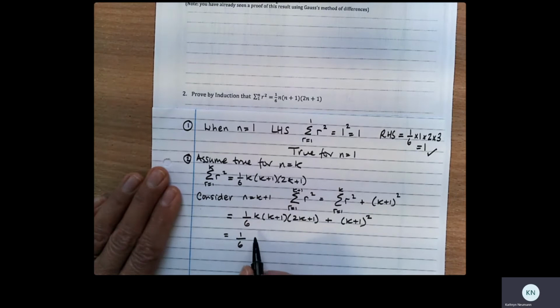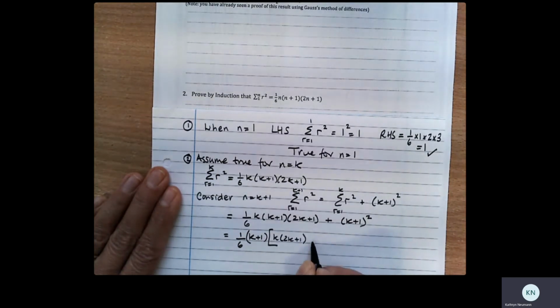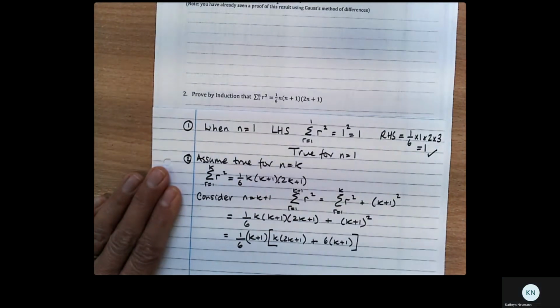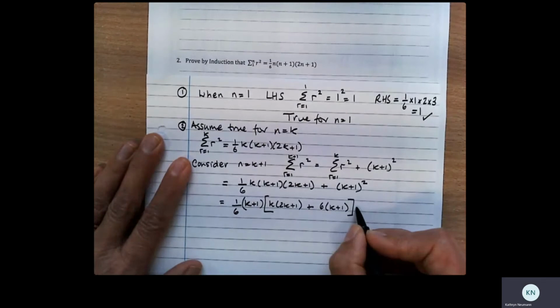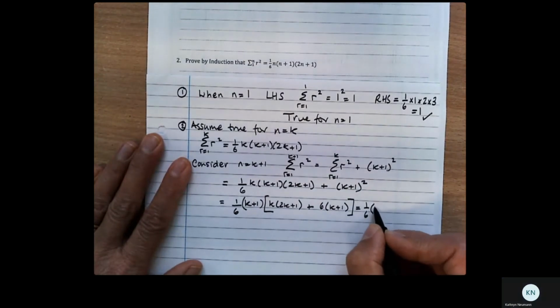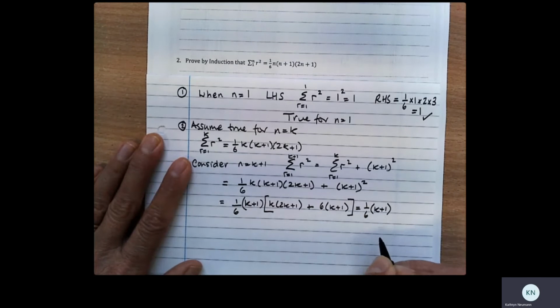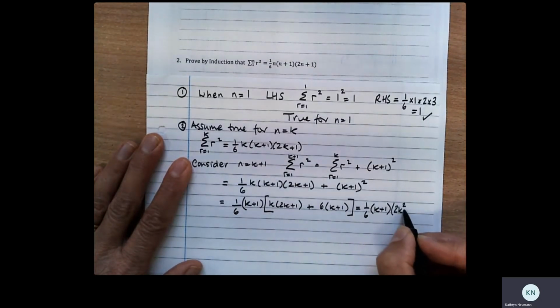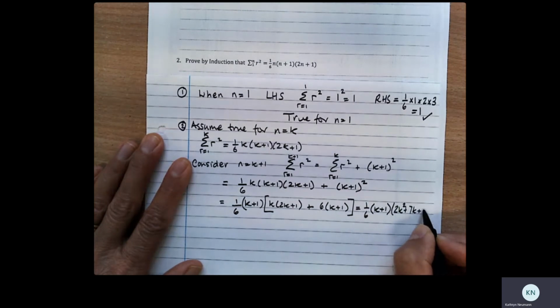So we're going to take out a 6th, and we're going to take out a k plus 1. And then what are we left with inside the bracket? We're left with k, 2k plus 1, plus we have to put 6 times k plus 1 here because we took out a 6th, so we must multiply by 6 to correct that. So that is equal to 1/6 k plus 1, and when I tidy all this up here, I get 2k squared plus 7k plus 6.